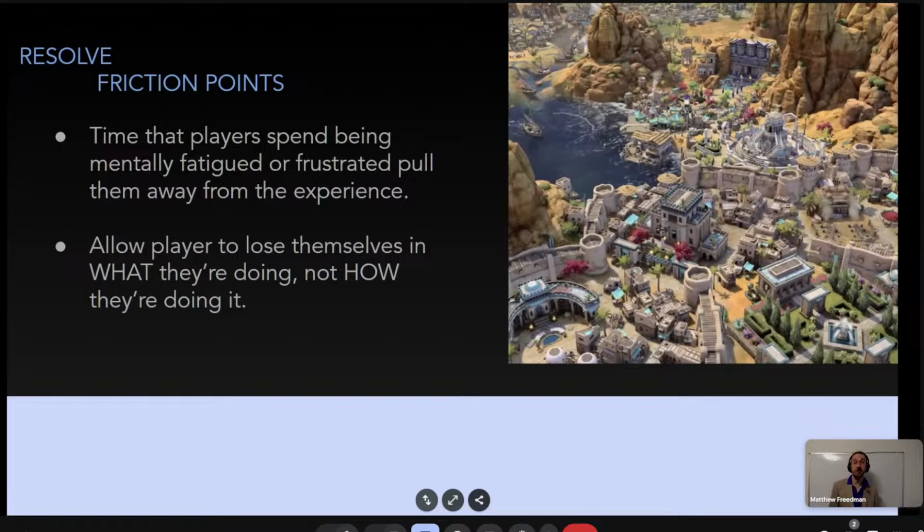All right, so another one, resolving friction points. Time the players spend being mentally fatigued or frustrated pulls them away from the experience. You want to allow players to lose themselves in the experience, thinking about what they want to do, not how they're supposed to be doing it.